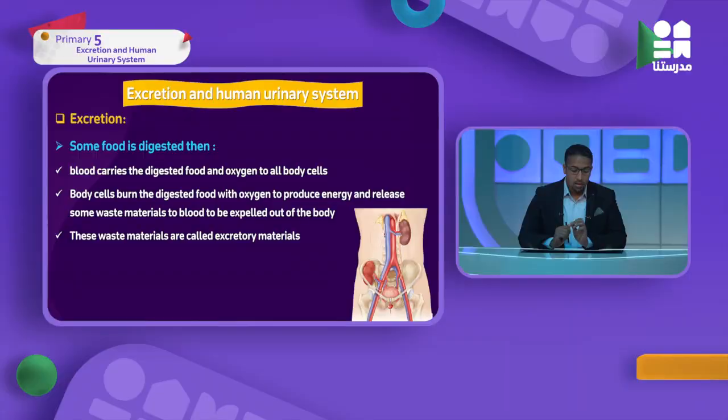These waste materials are called excretory materials. Materials that are produced inside body cells are called excretory materials. We have to differentiate between solid wastes and excretory materials. What are the differences between them? The main difference: solid wastes are not produced inside body cells, while excretory materials are produced inside body cells.